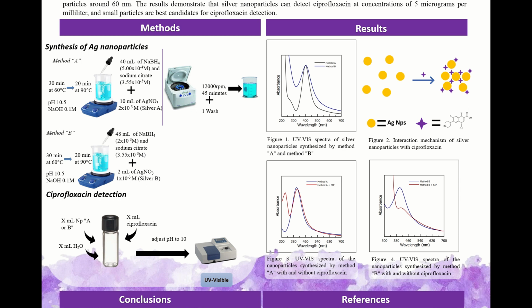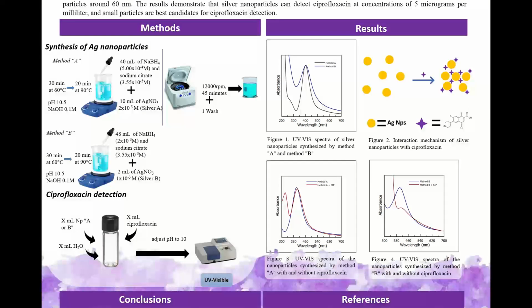Then 2 milliliters of silver nitrate, 1 times 10 to the negative 3 molar, were added drop by drop. The temperature was raised to 90 degrees Celsius. The pH of the solution was adjusted to 10.5 using sodium hydroxide, 0.1 molar. Heating was continued for 20 minutes.